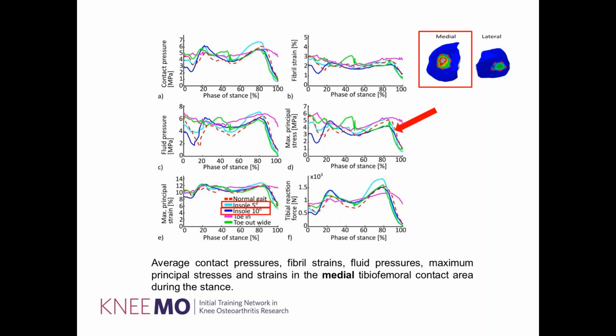Okay, so further on, if you look at the other values, they were fairly similar all around in all of these. I want to highlight here the maximal principal stresses. The only area where the other gait alterations were able to reduce the stresses was during the second peak, and the ones that were able to do that were the toe out wide method and also the insole 10-degree method, as shown previously.